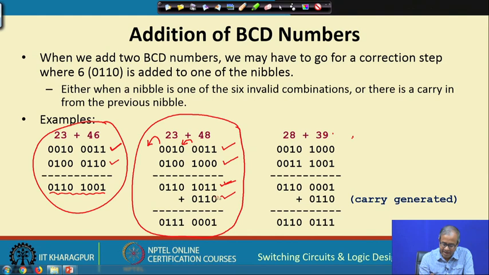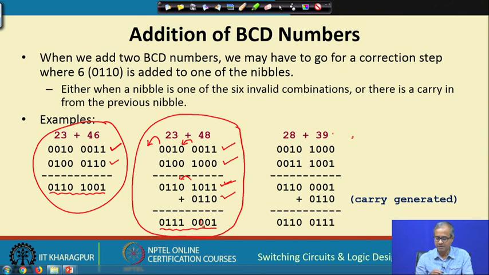We add 6 again following the rule of binary addition. 1 and 0 is 1, 1 and 1 is 0 with a carry of 1, 1, 0, 1 is 0 with a carry of 1, 1, 1, 0 is 0 with a carry of 1. So, now there is a carry coming. So, this 1 and 0 will become 1, 1, 1, 0. You see the result is coming to 71. This is 7, this is 1, which is 23 plus 48. So, the result is correct.